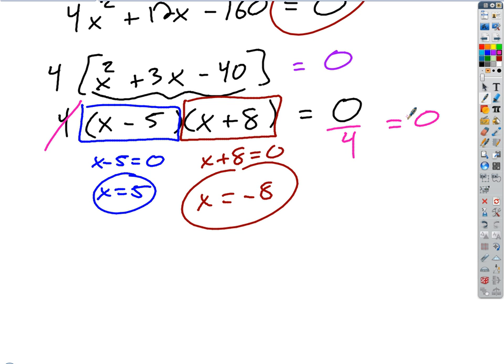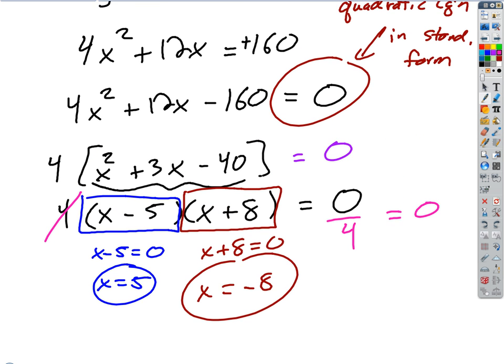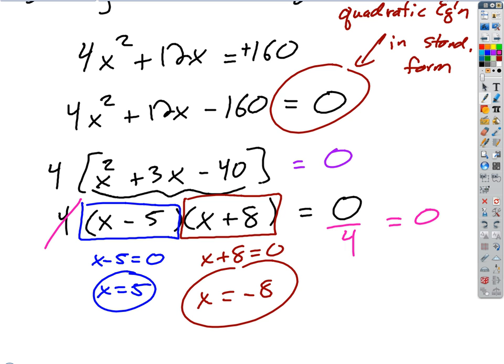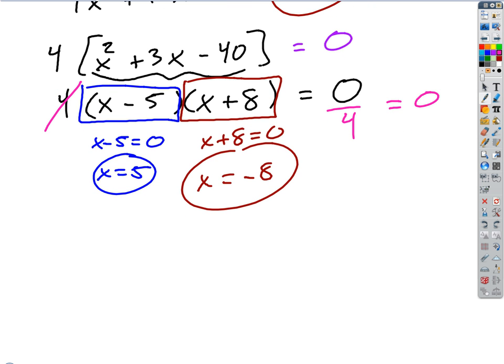So how can I check my answer? Plug it into the original equation, right? I could plug in positive 5 or negative 8 and see if my original equation works, or that one works, right? Notice one other thing here. This is the most common mistake people make: they find the magic numbers to be negative 5 and 8. Are those the answers? No, they're not. The answers are the zeros of the factors, not the magic numbers. Okay? Questions on that? Okay, let's try another one.